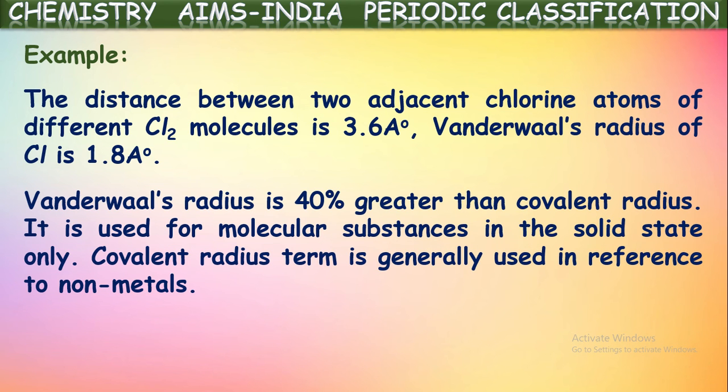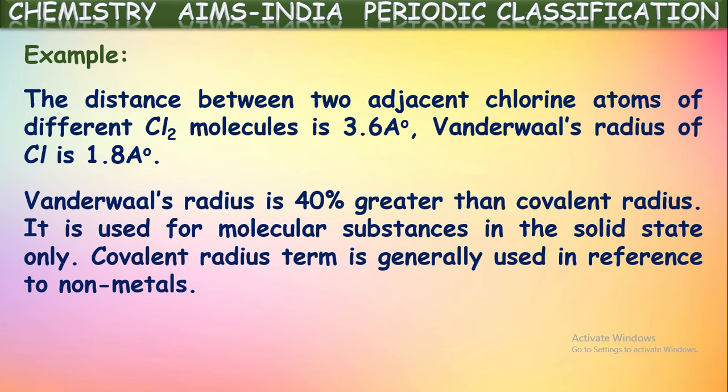Van der Waals radius is greater than covalent radius because van der Waals forces are just attractions between non-bonded molecules, whereas a covalent bond is a bonded radius. So covalent radius will be smaller than van der Waals radius. It is nearly 40% smaller than that.